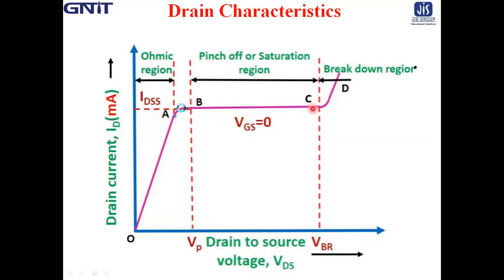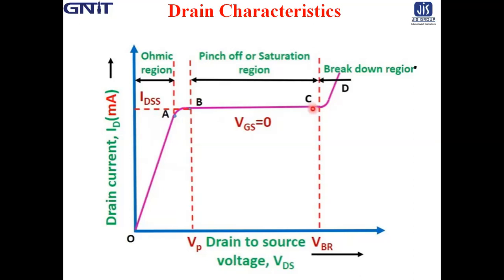Now next is the region BC. The region BC in the curve is known as the pinch off or saturation region, where the drain current ID remains constant with the increase of VDS. This region is normally used for the operation of JFET as an amplifier.